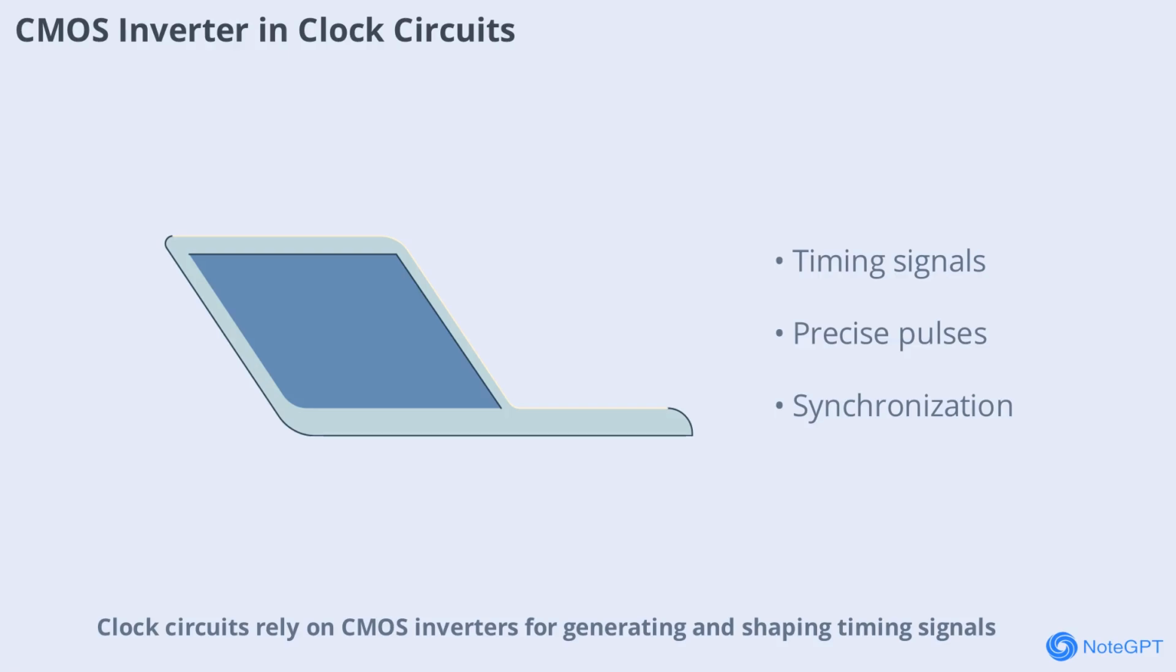Clock circuits rely on CMOS inverters for generating and shaping timing signals. The inverter's fast response and sharp transitions are ideal for creating precise clock pulses. These pulses synchronize operations in processors and other digital systems. We'll see how CMOS inverters contribute to reliable clock generation.